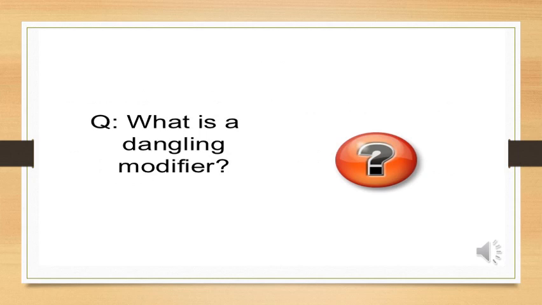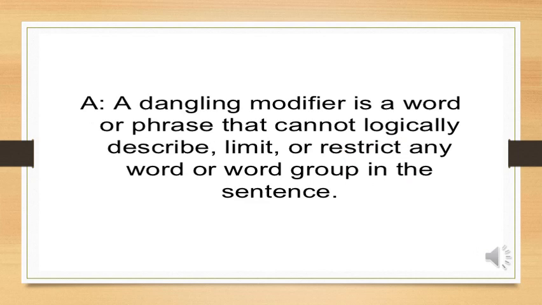Let's move to a dangling modifier. What's meant by a dangling modifier? A dangling modifier is a word or phrase that cannot logically describe, limit, or restrict any word or word group in the sentence.